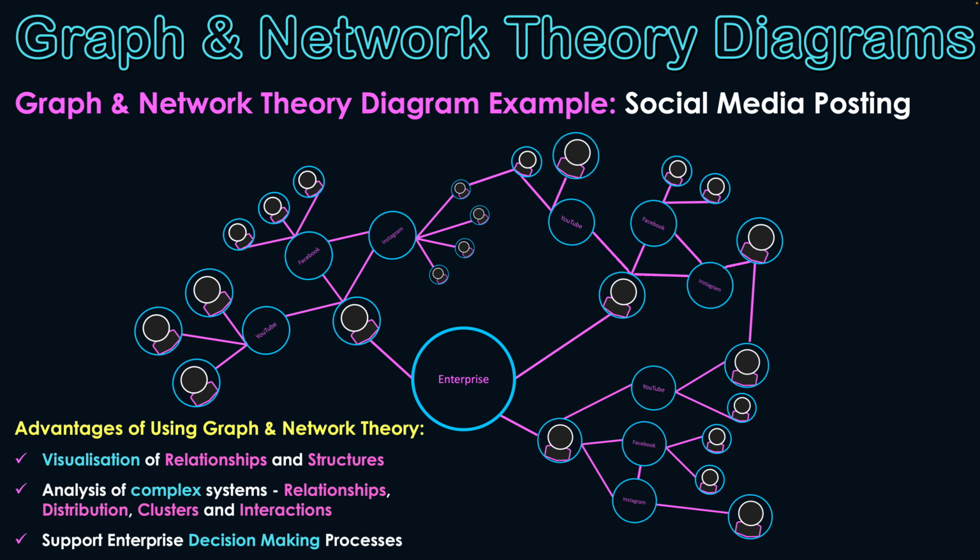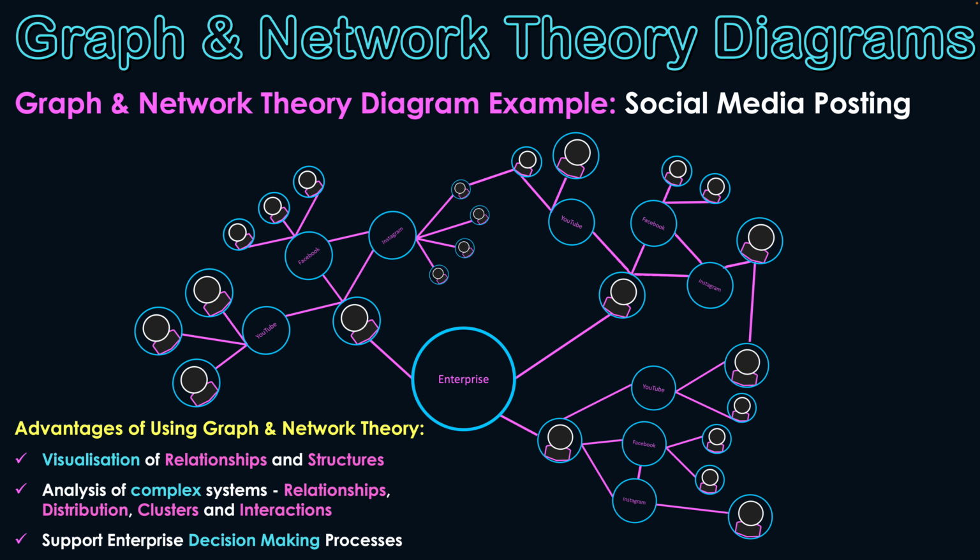So what we'll say is, what are the advantages of using this graph and network theory? Well, firstly, we're visualizing the relationships and structures. You can clearly see the three distinct parts of users and the influences of their channels, and obviously where the bigger circles are and the bigger communities are. It's allowing us to analyze a potentially complex system. We can see relationships, how data could potentially be distributed, clusters of groups, and how different groups are interacting there. Okay, that can be identified through looking at the nodes and edges and where they are connected.